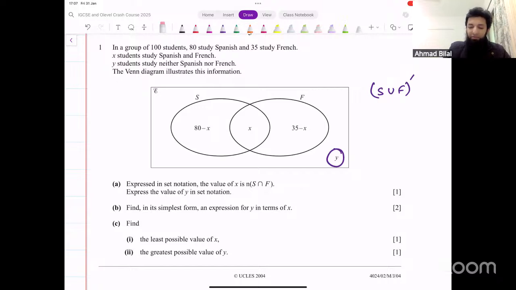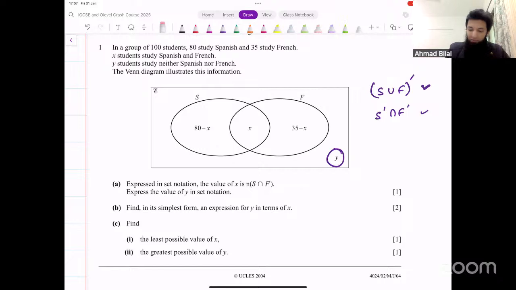Another way to write this could be, remember that rule that we discussed, if you were to bring this complement inside, the intersection and union signs, they switch. So that will become S complement intersection F complement. Both of them would be correct, okay? Because the second statement means you have to be outside S and you have to be outside F. So if you're outside both the circles, that's the region outside.